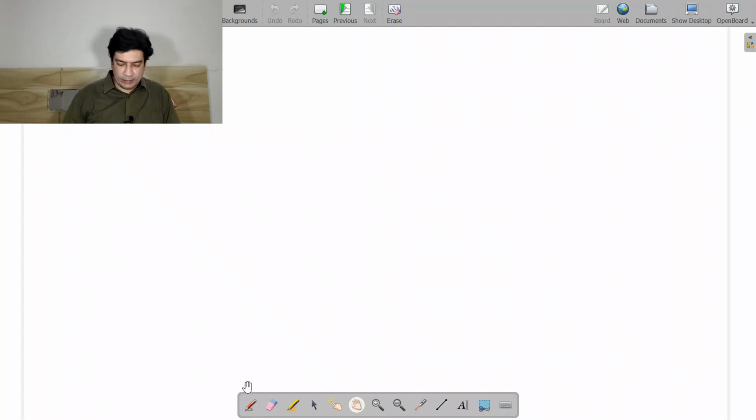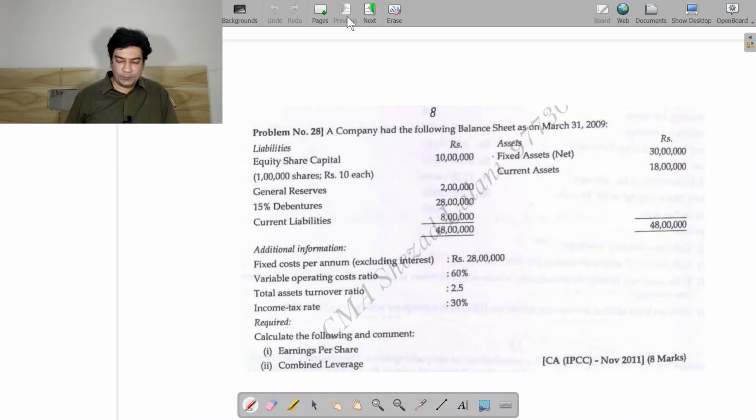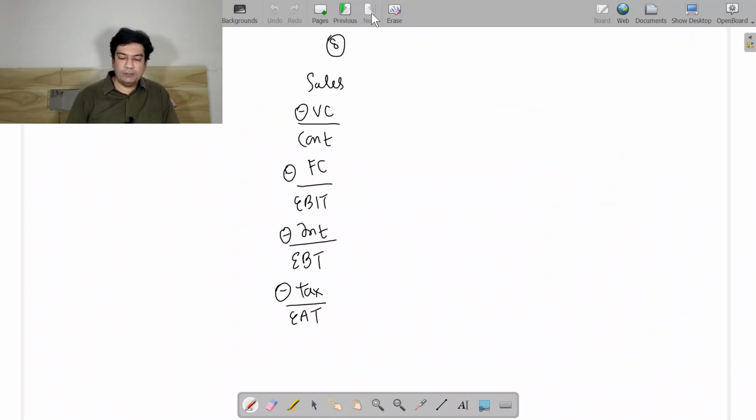So let's solve the 8th sum. First I will be writing the format. So we have sales minus variable cost will give me contribution, minus fixed cost will give me earning before interest and tax. From this I will be subtracting interest, I'll get earning before tax. Then I will be subtracting tax, I'll get earning after tax. And I don't have any preference share capital, so there will be no preference dividend to be paid. So this I will be dividing by number of equity shares. Finally, I will get earning per share. So the entire format I have filled it up.